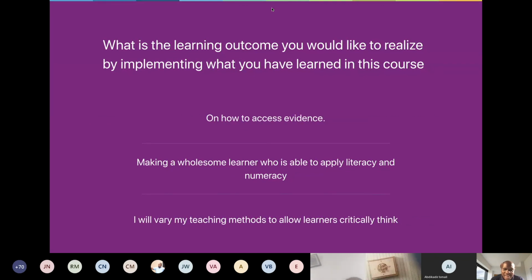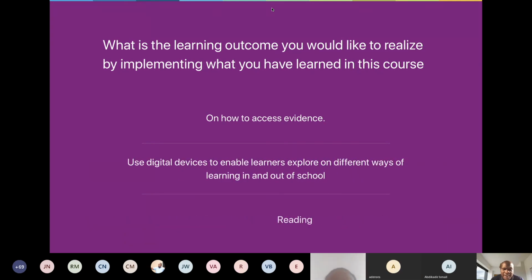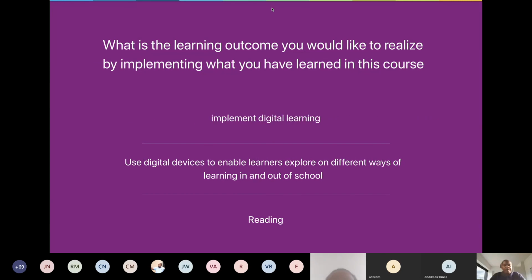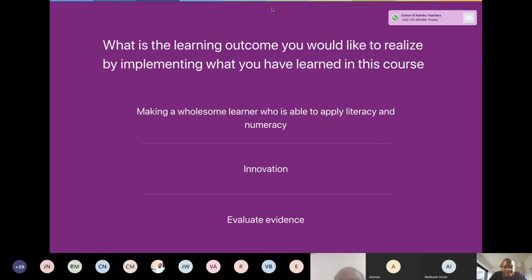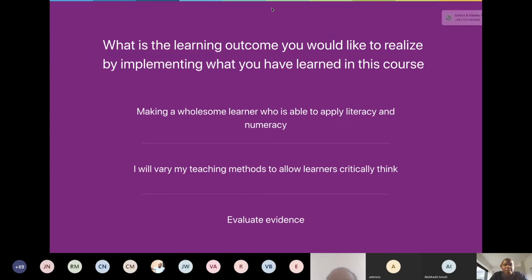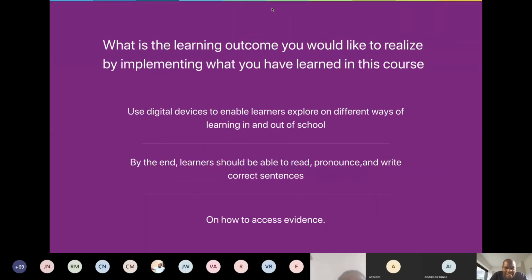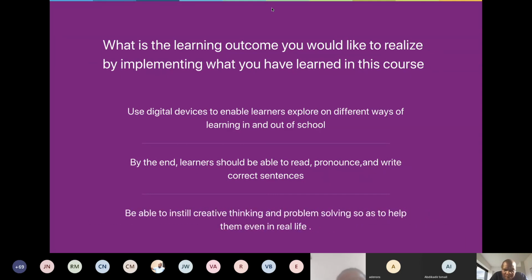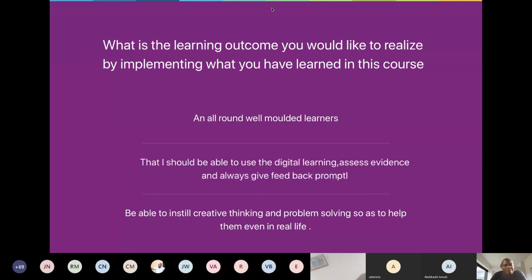Excellent. I will vary my teaching method to allow learners to think critically. Using digital devices to enable learners to explore different ways of learning in and out of school. Excellent. Because the learning outcome is what will guide you as you are implementing what you have chosen. So that thing which you have chosen, now you will be checking back on the learning outcome to see if it has been realized. So, by the end, learners should be able to read, pronounce, and write correct sentences. Excellent. So there we are now.